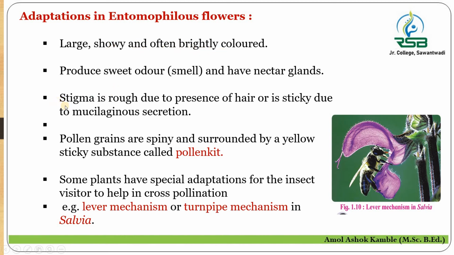Then come towards the stigma. The stigma is rough due to the presence of hair or is sticky due to mucilaginous secretion. Then pollen grains are spiny and surrounded by a yellow sticky substance. It is called pollen kit.